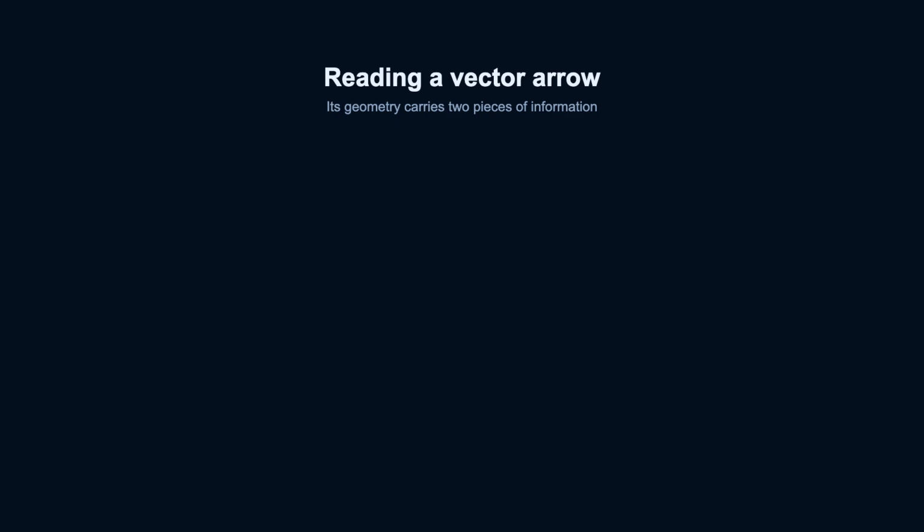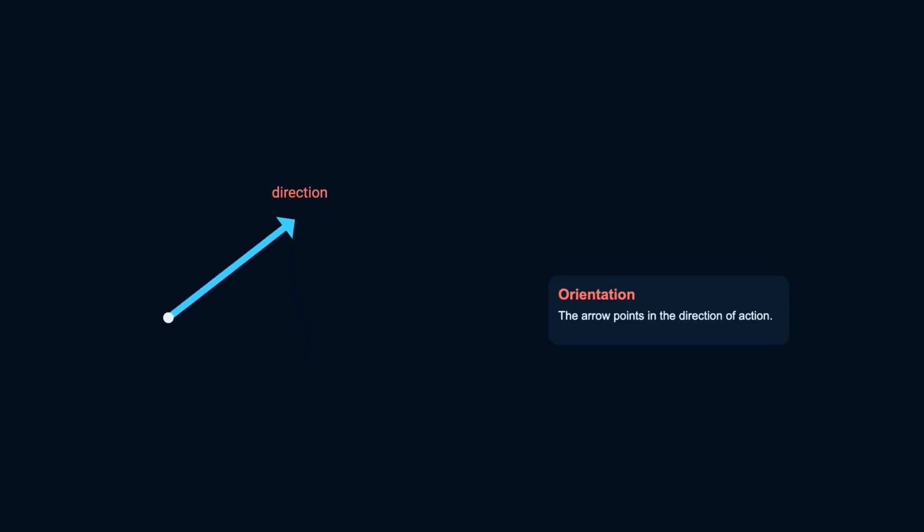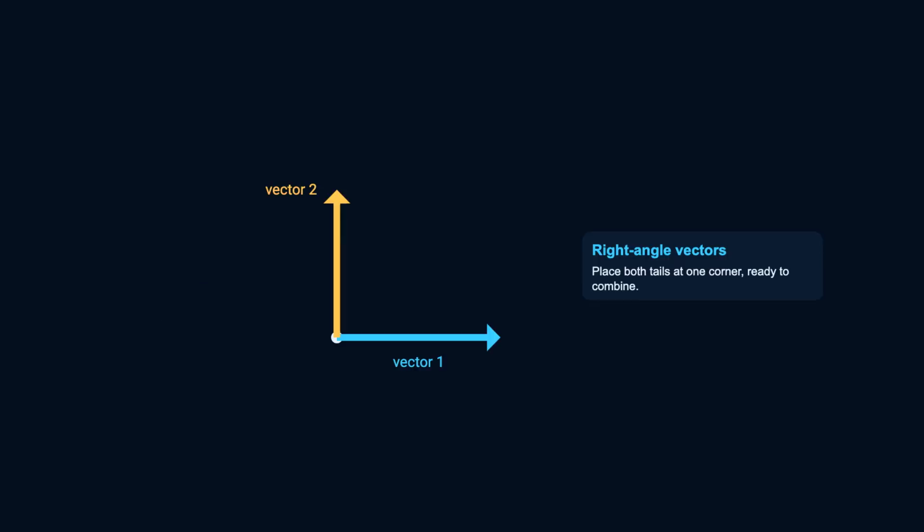On a vector diagram, an arrow does two jobs. Its length, drawn to scale, represents magnitude. A longer arrow means a bigger force or faster velocity. Its orientation represents the direction that quantity acts in. When two vectors act at right angles, draw them as two arrows meeting at a corner, ready to be combined.